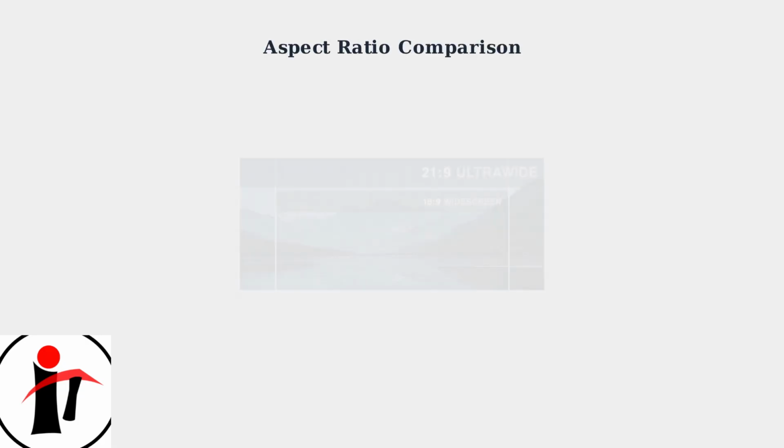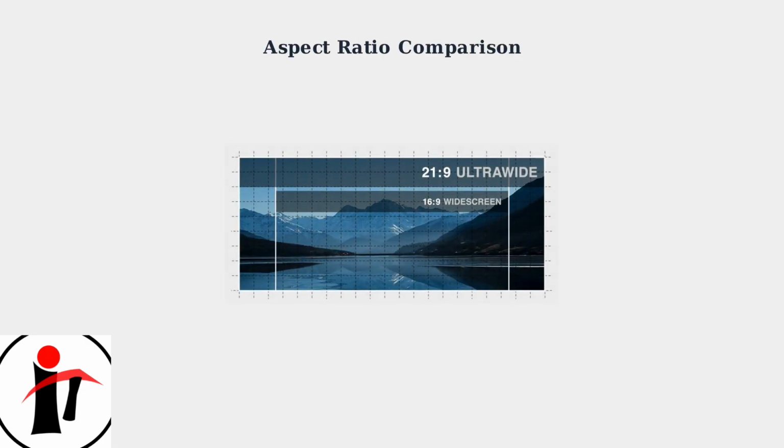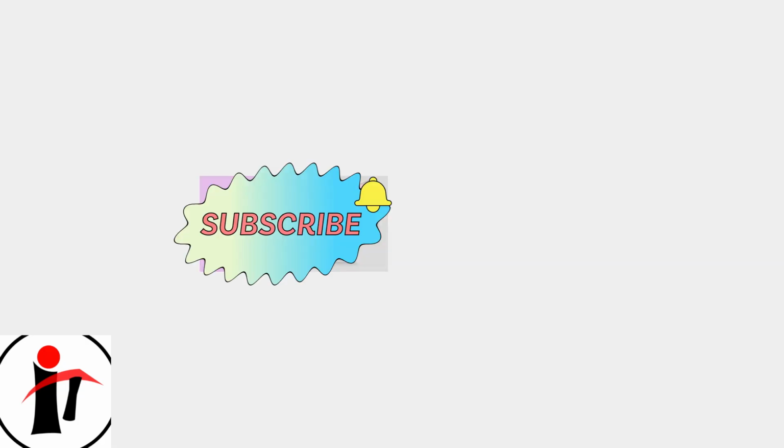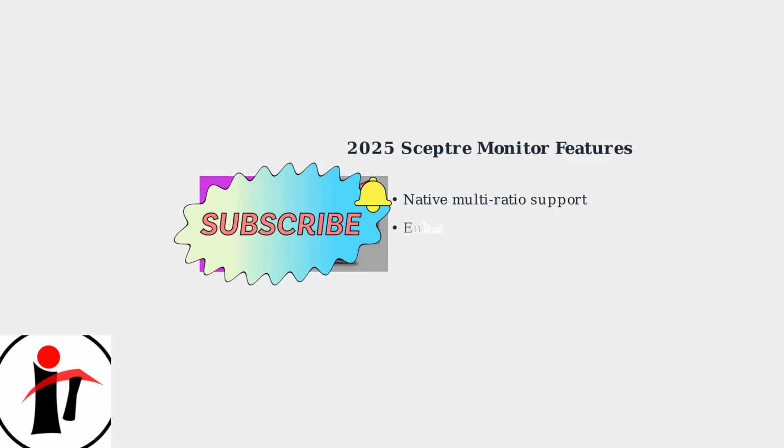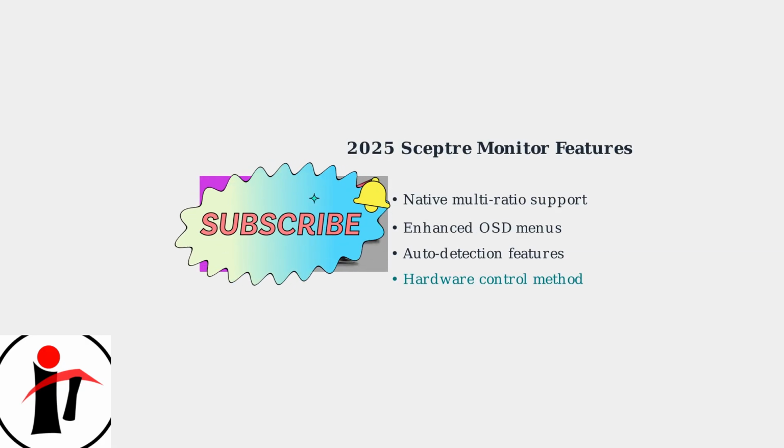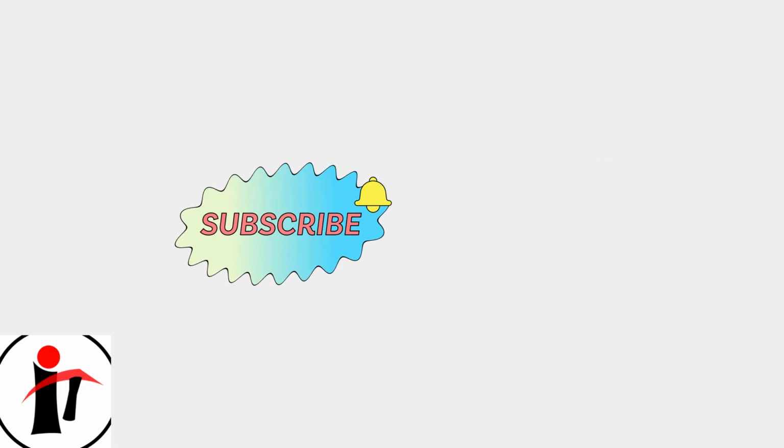Here's a practical comparison showing how different aspect ratios affect your viewing experience. The ultra-wide 21 by 9 format provides more horizontal space, while the standard 16 by 9 offers balanced proportions for most content. Sceptre monitors in 2025 offer native support for multiple aspect ratios with enhanced on-screen display menus. The primary method for changing aspect ratios is through the monitor's hardware controls.